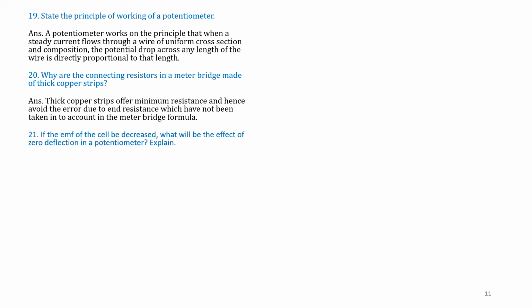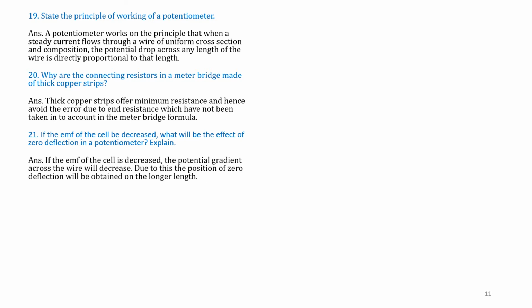Question number 22. If the EMF of a cell is decreased, what will be the effect on the position of zero deflection in a potentiometer? Explain. Answer. If the EMF of a cell is decreased, the potential gradient across the wire will decrease. Due to this, the position of zero deflection will be obtained on the longer length.